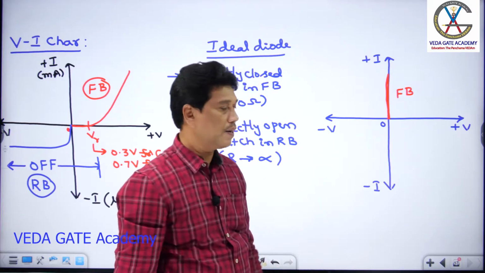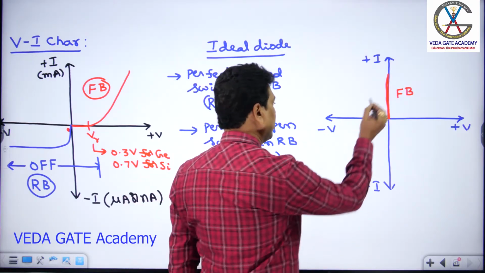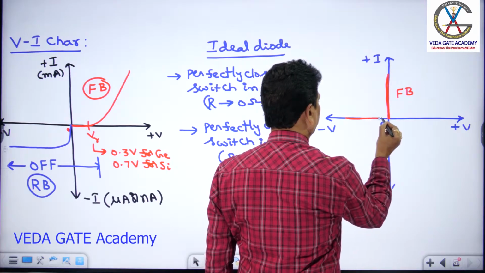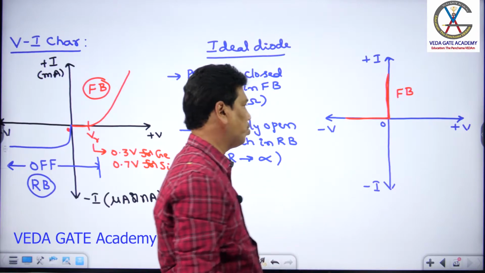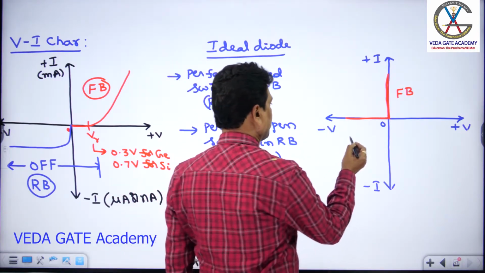Come to the reverse bias. At any value of the reverse bias voltage, the current does not flow. So the current should be 0 at any value of the reverse bias voltage. Whatever the value of reverse bias voltage, the current should not flow. Current should be 0. So this is the case of reverse bias.